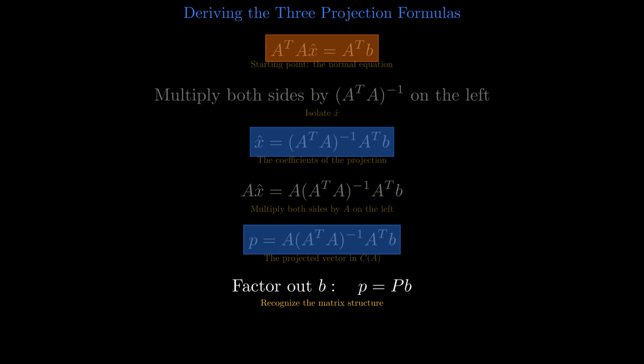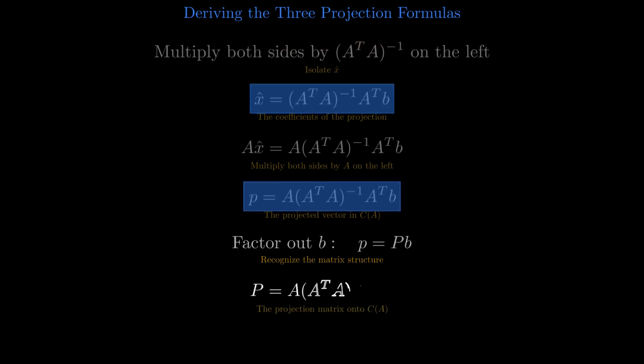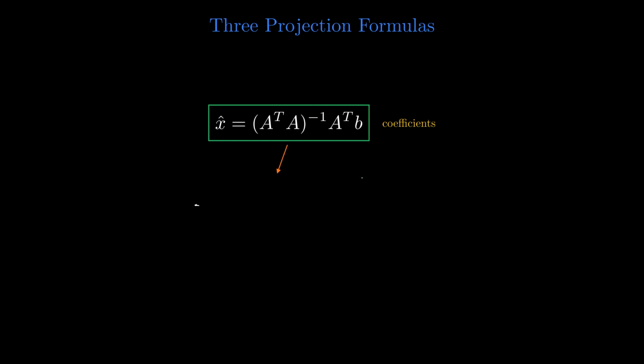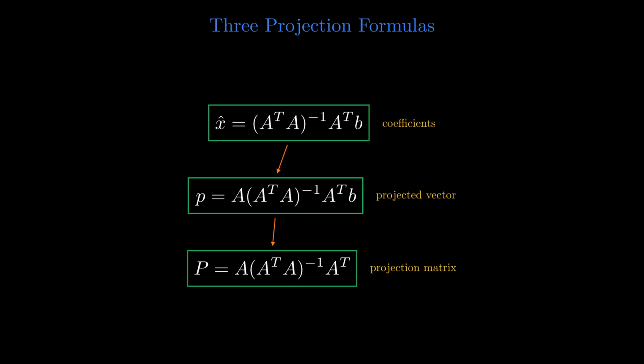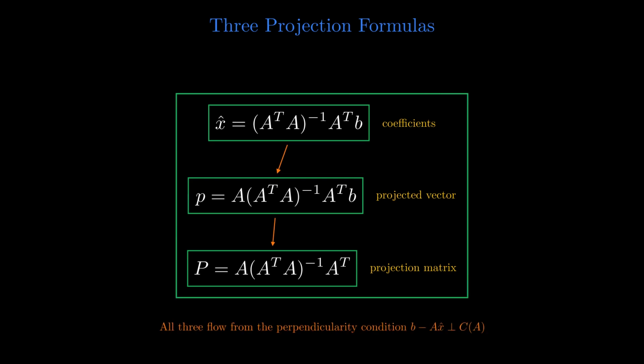Finally, factor out B to reveal the projection matrix. Capital P equals A times (A transpose A) inverse times A transpose. So here are three formulas, each built from the previous one. X hat gives the coefficients, lowercase p gives the projected vector, and capital P is the matrix that sends any vector B to its projection onto the column space of A. All three flow directly from the single perpendicularity condition we established earlier.